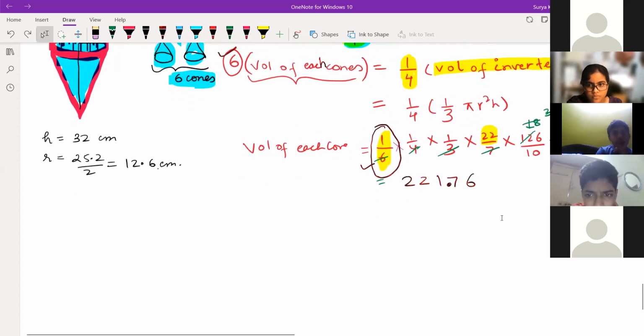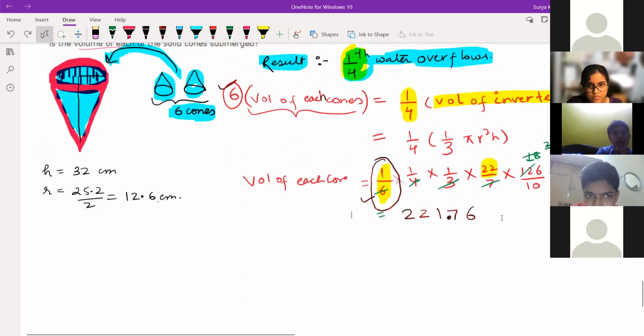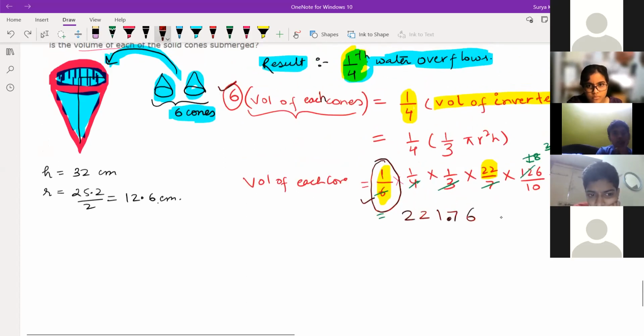Akshat, you are getting? Sir, how did we get 22 by 7? 22 by 7 is the value of pi. This is the value of pi, Akshat. Oh, pi is there. Okay. This value of pi is 22 by 7. Remember, 22 by 7 is the value of pi, or you can write 3.14. Okay.